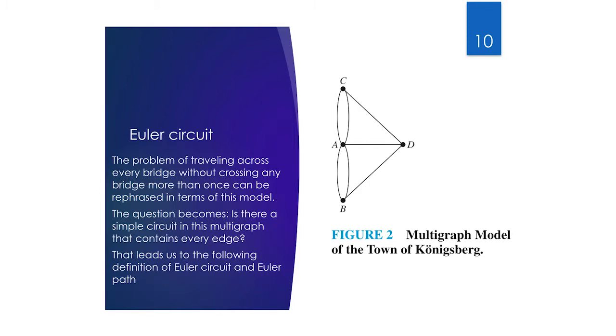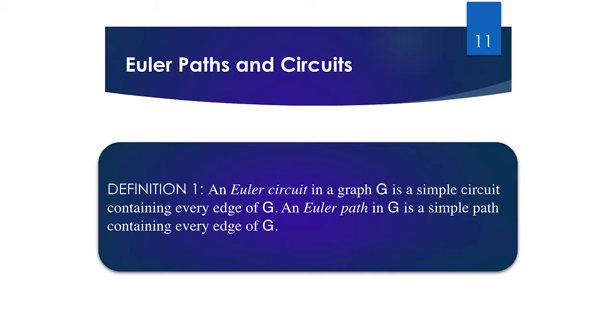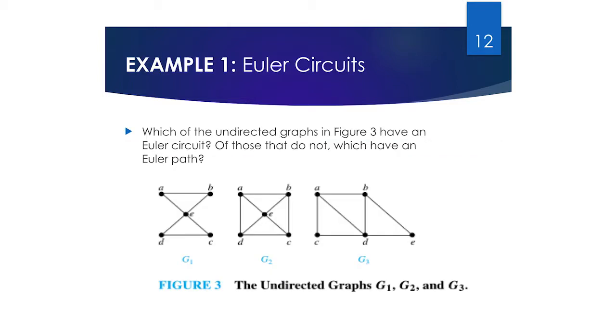That leads us to the following definition of Euler circuit and Euler path. An Euler circuit in graph G is a simple circuit containing every edge of G. An Euler path in G is a simple path containing every edge of G. So let us take an example. Which of the undirected graphs in figure 3 have an Euler circuit? Of those that do not have an Euler circuit, which have an Euler path?